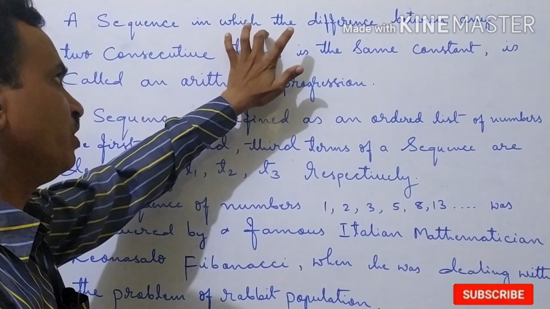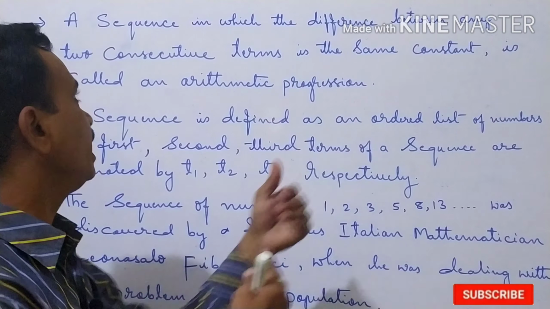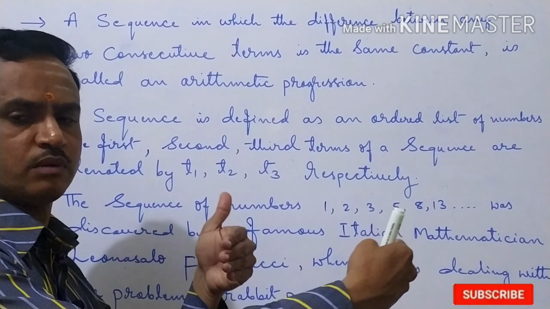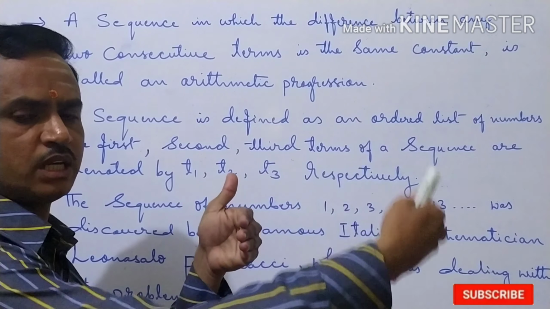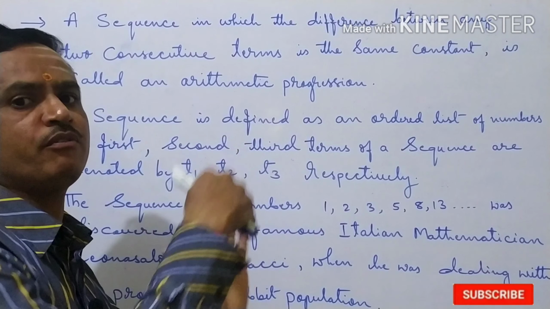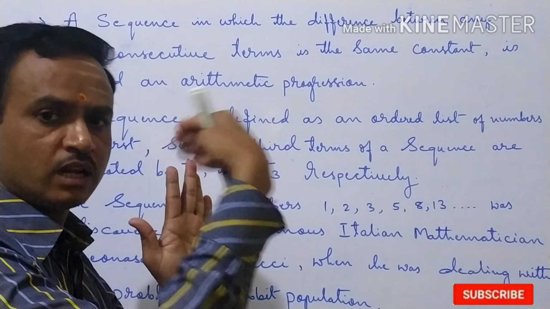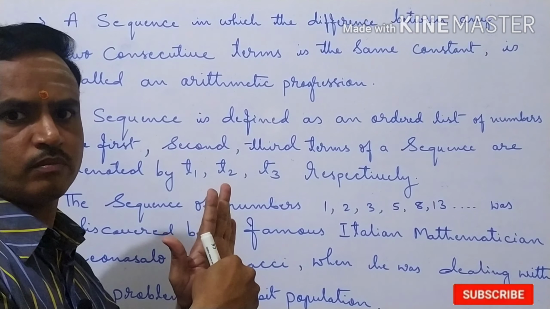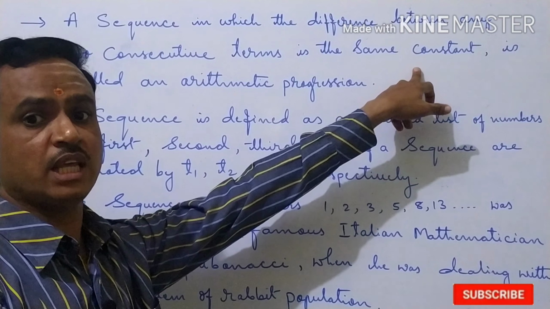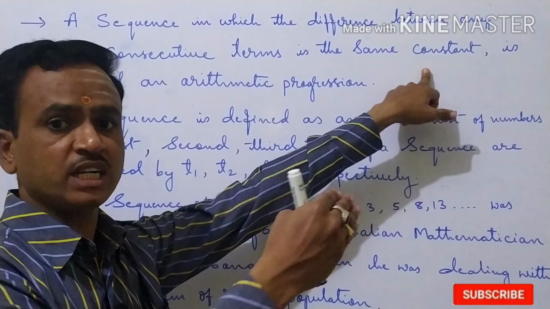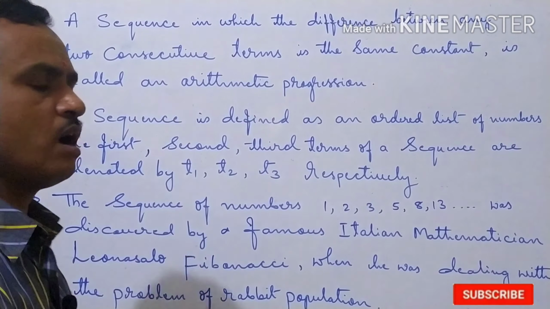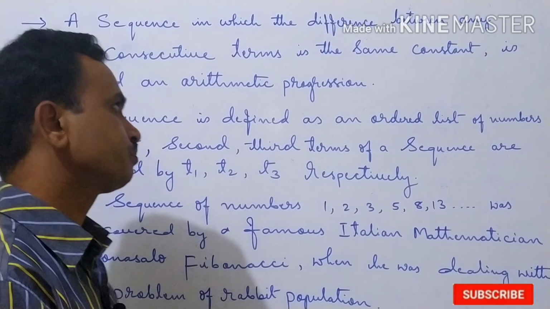A sequence in which the difference between any two consecutive terms, any two continuous terms, first term, next after the first term, second term. So the difference between second term and first term, then the difference between third term and second term, the difference between fourth term and third term should be the same constant. We should get the same number. The same constant is called an arithmetic progression.